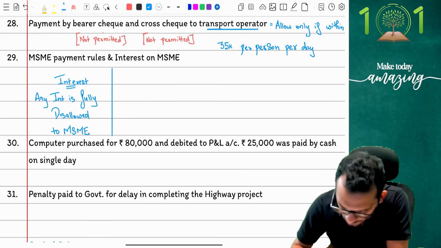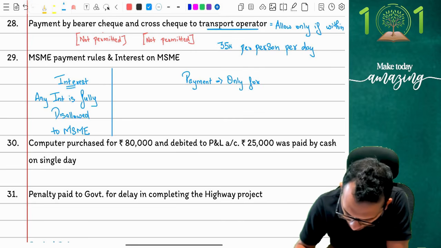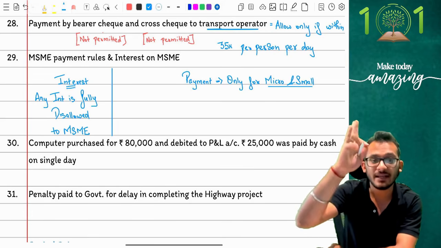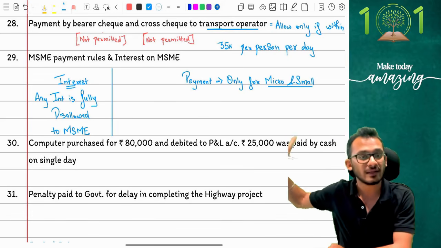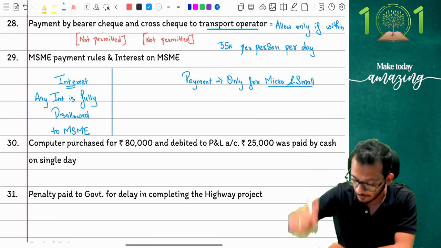But when it comes to payment, the answer is only for micro and small. It is only for micro and small. Medium is not covered. Be very careful. When interest is talked about, it is for all people. Micro, small, medium, all are covered, but payment is only for micro and small.